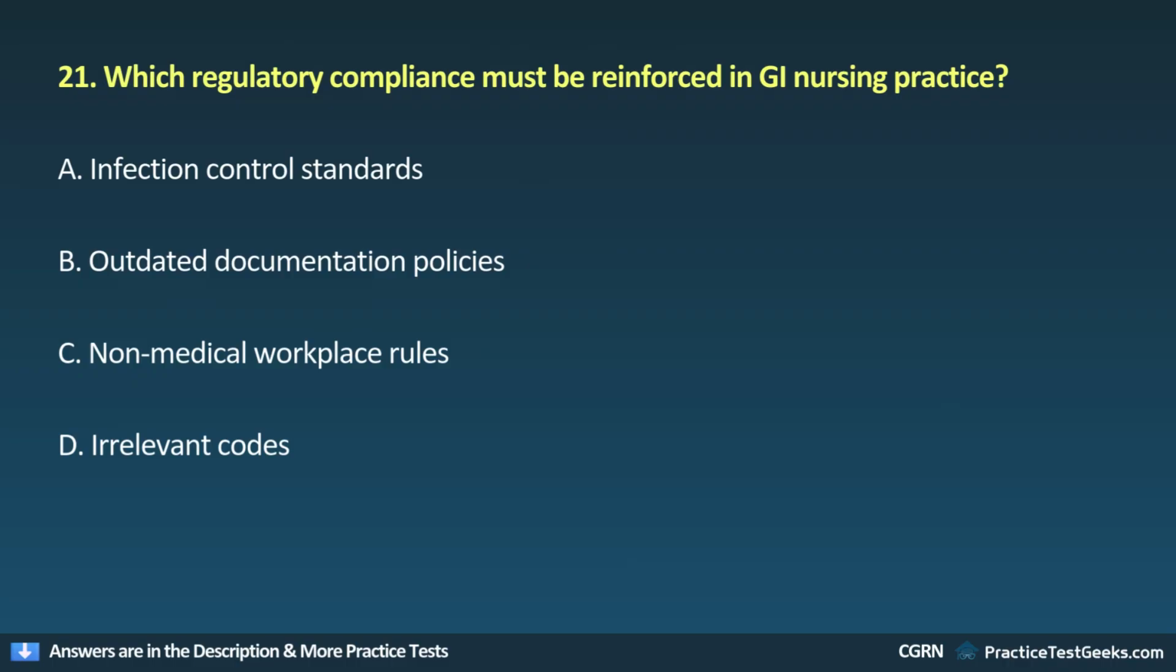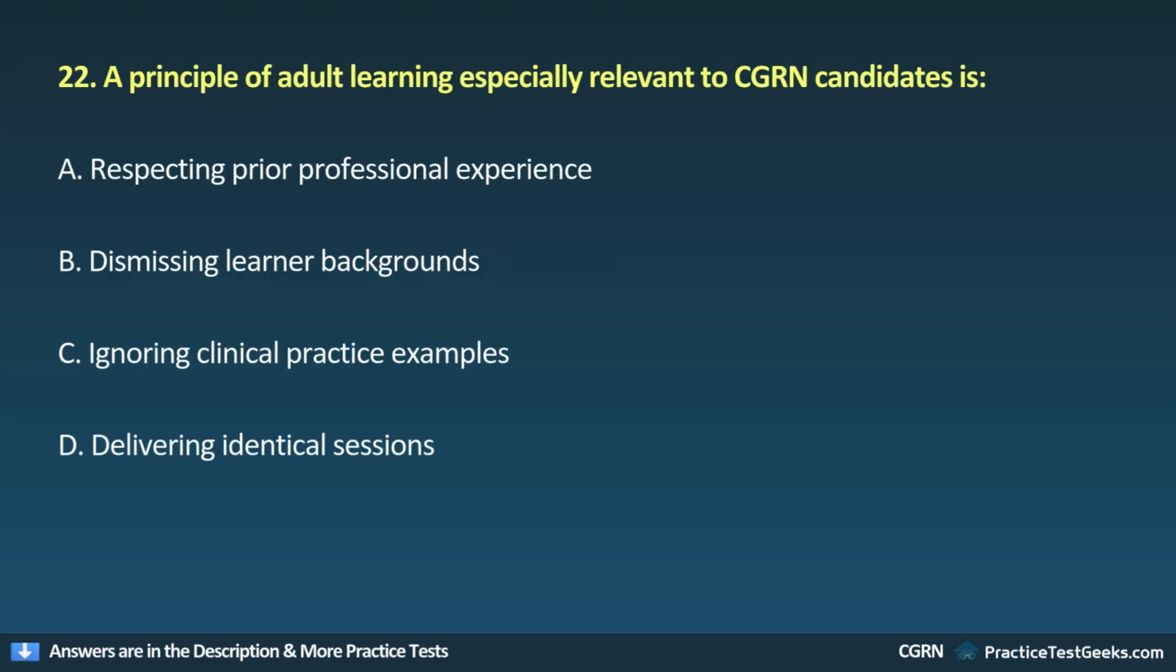21. Which regulatory compliance must be reinforced in GI nursing practice? A. Infection control standards. B. Outdated documentation policies. C. Non-medical workplace rules. D. Irrelevant codes.